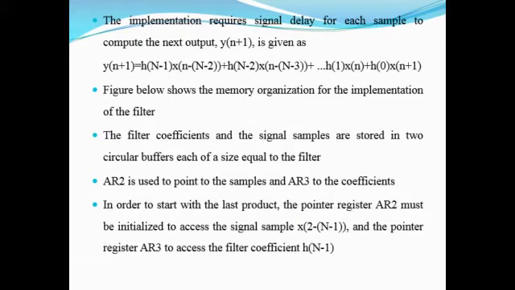Then the filter coefficients and the signal samples are to be stored, and these are stored in two separate buffers. They are two circular buffers which are going to store these, and both are of equal size, each of size equal to the filter length. One auxiliary register is used to point to the samples, and the other is used to point to the coefficients. So AR2 is used to point to the samples, and AR3 is used to point to the coefficients. Samples are stored in AR2, coefficients are stored in AR3.